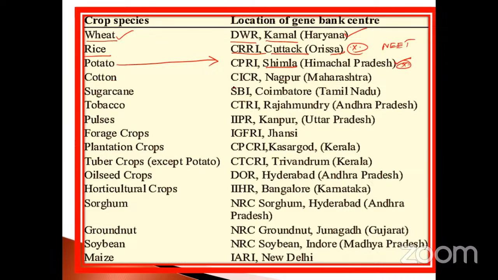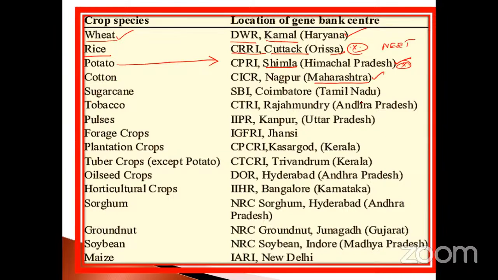Cotton, Central Institute of Cotton Research, Nagpur, Maharashtra. Take an example, Maharashtra, Mumbai, which is the ancestor of India, the Maharashtra, because of the presence of cotton industries. That is very, very important.